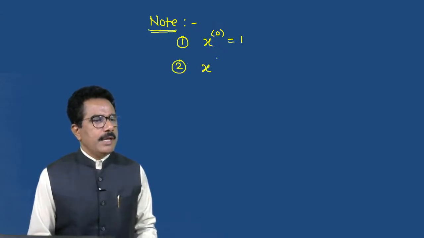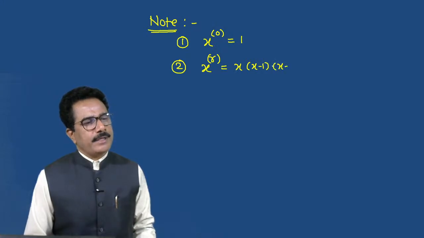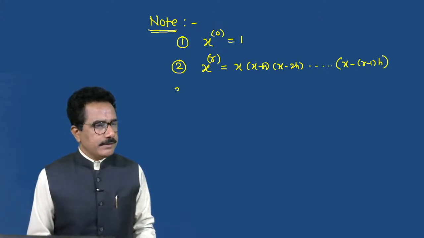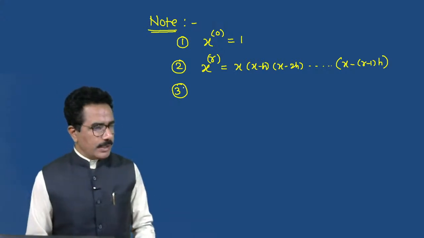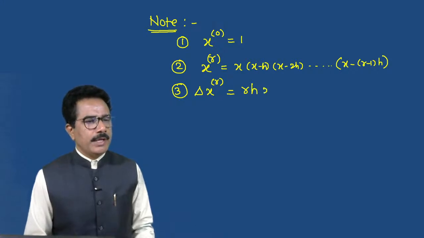Second note, x raised to r factorial means x minus 1, x minus h, x minus 2h dot dot dot x minus r minus 1 into h. Third note, तिसरी इम्पॉर्टंट नोट लक्षात घ्या. डेल्टा x raised to r factorial means r into h into x raised to r minus 1.